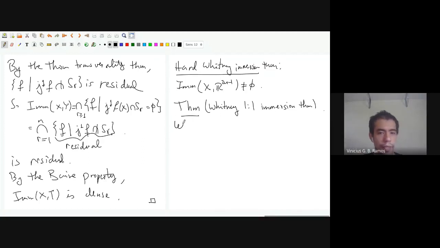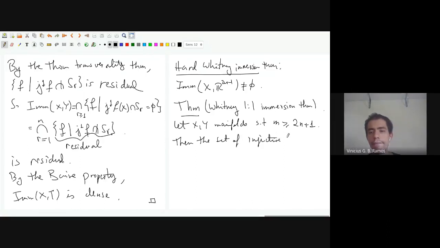So again, let X and Y be manifolds such that the dimension of Y is at least 2n plus 1. Then the set of injective immersions is residual in C infinity of X, Y.